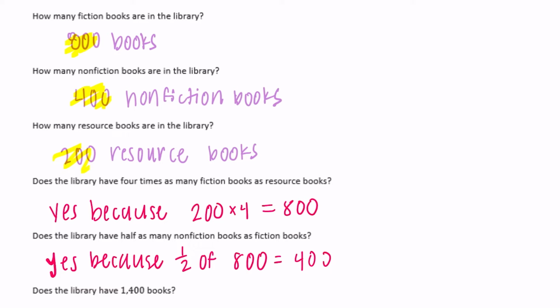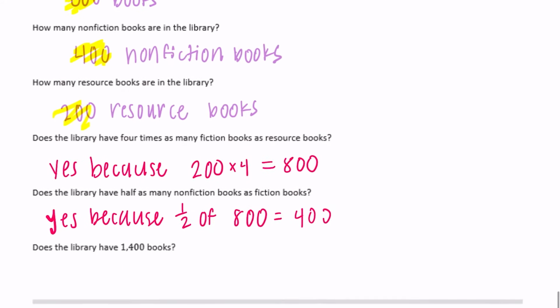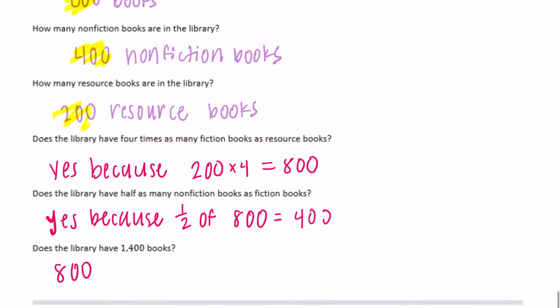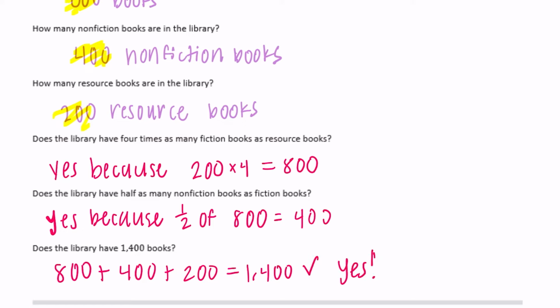And does the library have 1,400 books? So basically, does 800 plus 400 plus 200 need to add up to 1,400? So 800 plus 400 is 1,200, plus another 200 is equal to 1,400. So yes, basically we got the answer right.